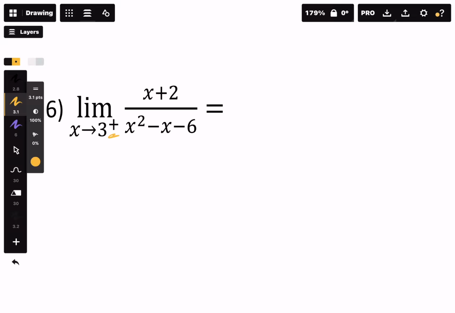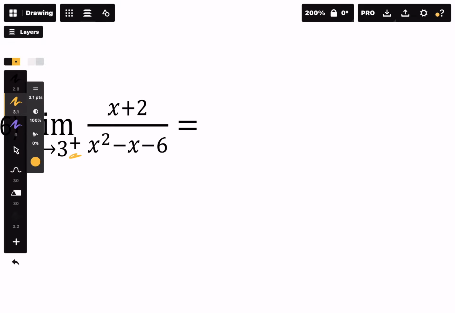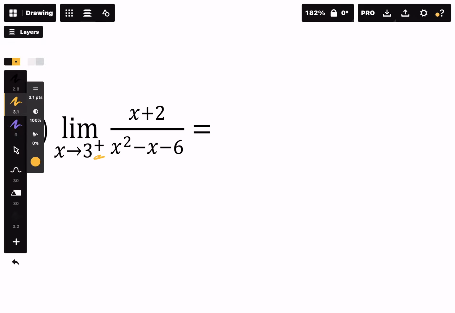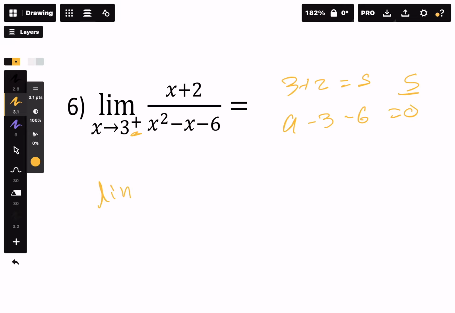So this is completely the same, but just a bit different visually. Okay, let's see what happens if we plug this in. So it'll be 3 plus 2, which is 5. So it'll be 9 minus 3 minus 6, which equals 0, which is 5 over 0. So we can't do anything quite yet, because you can't divide anything by 0. The limit of x approaching 3 from the right of x plus 2 over x squared minus x minus 6.